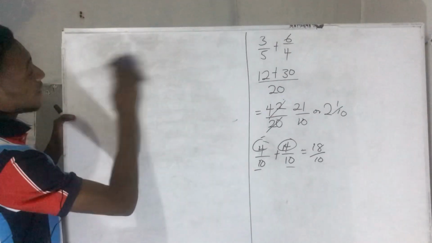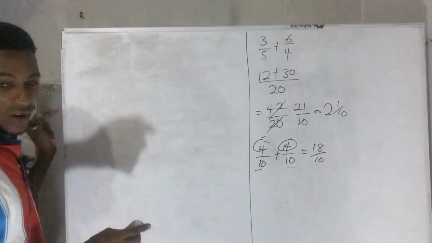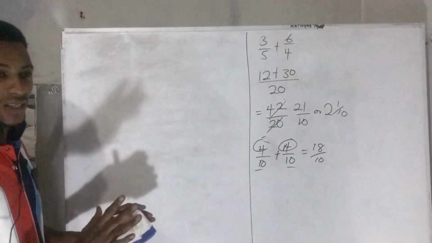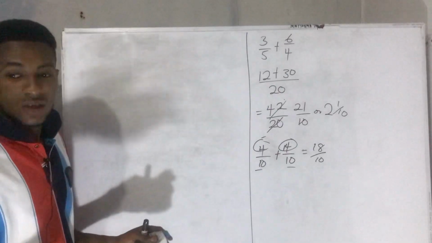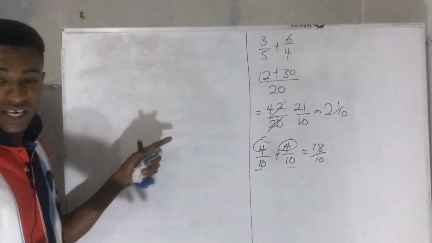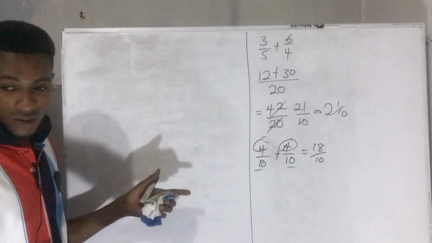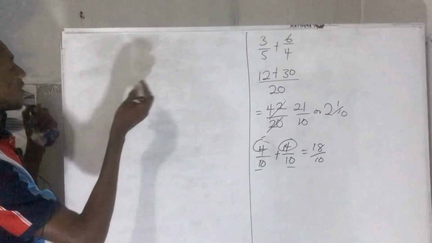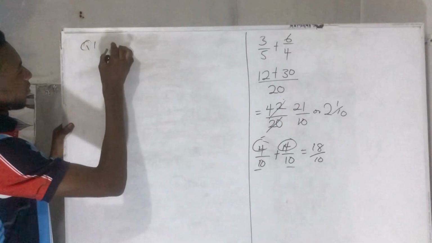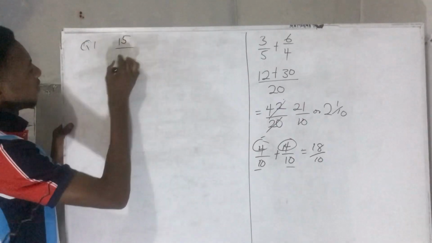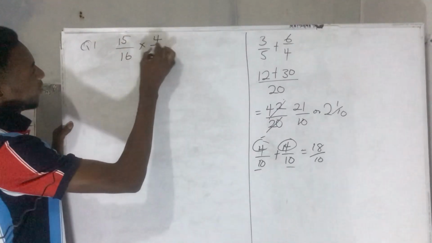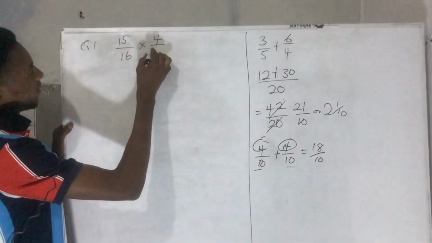So now, when you are multiplying fractions, just note that you are not finding LCM. We'll be solving more of the questions on this too. If you don't understand what I'm saying now, when we are solving the questions, you will find problems. So what you have to do is, let's say we have question 1: 15 over 16 times 4 over 75.